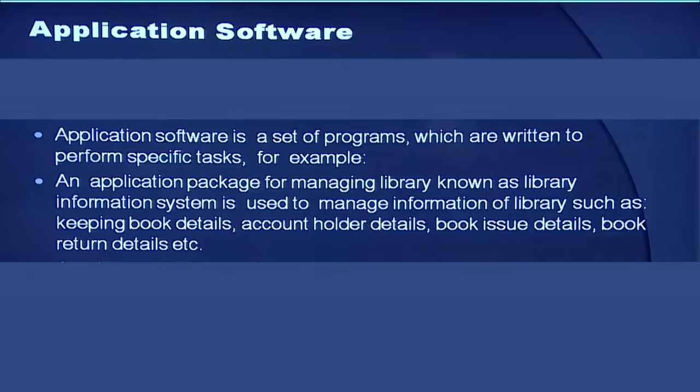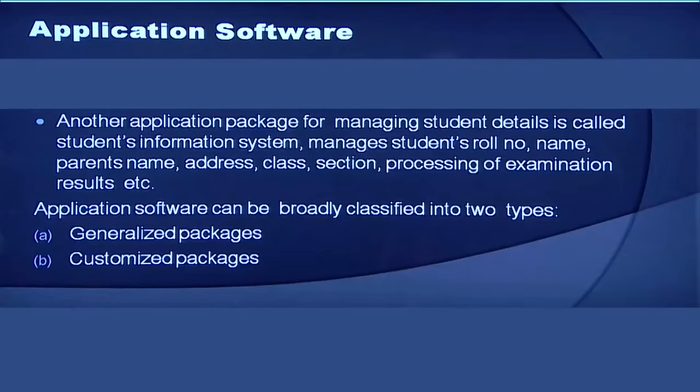Then next we have application software. Application software is a set of programs which are written to perform specific tasks. For example, an application package for managing a library is known as a library information system, and it is used to manage information of the library such as keeping book details, account holder details, book issue details, book return details, etc. Another application package can be managing student details in the form of a student information system, which can manage students' roll number, name, parents' name, address, class, section, processing of examination, results, etc.